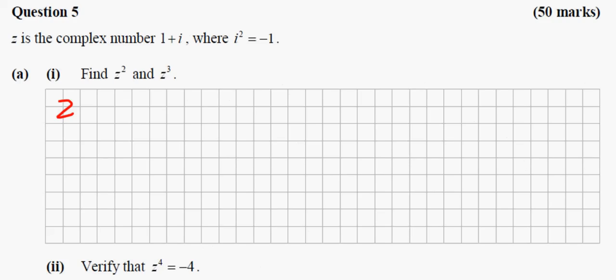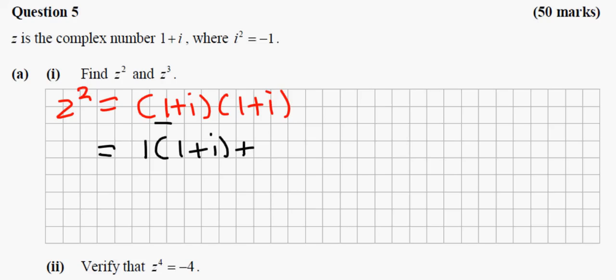Question 5. z is a complex number, z equals 1 plus i, where i squared equals minus 1. Find z squared. Now what z squared means is 1 plus i by 1 plus i. So what we're going to do is just multiply these out. Anytime we see an i squared, we're going to replace it with minus 1. It's first number, second bracket, second number, second bracket.